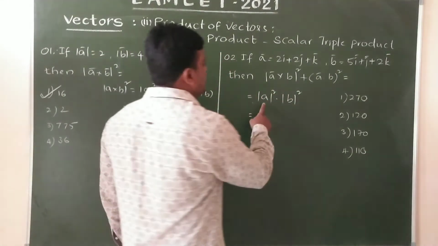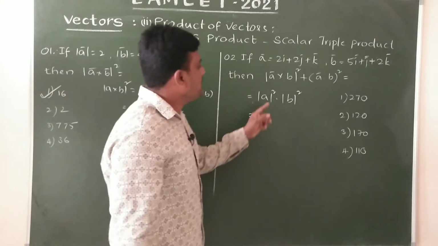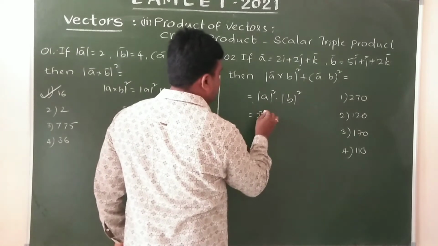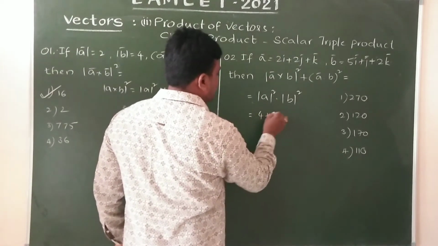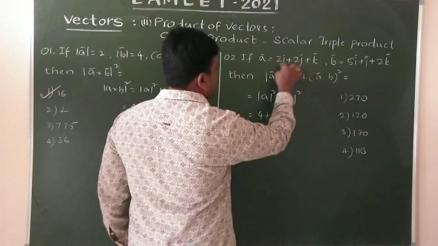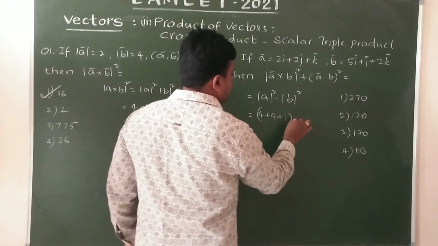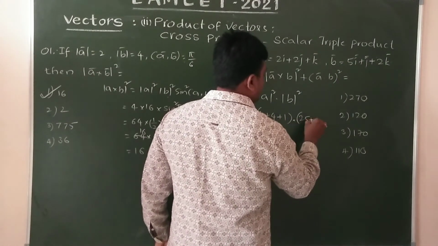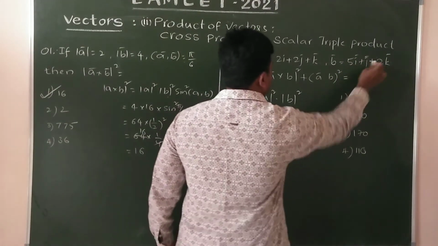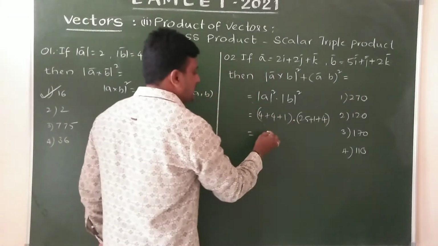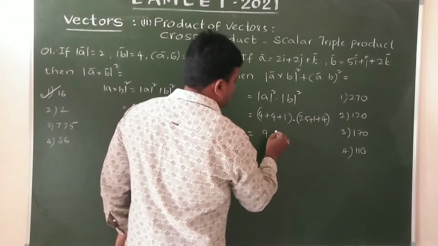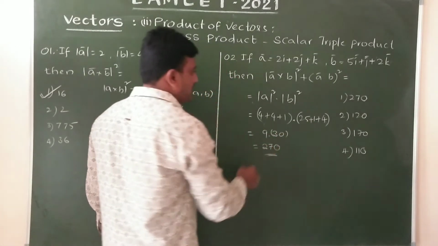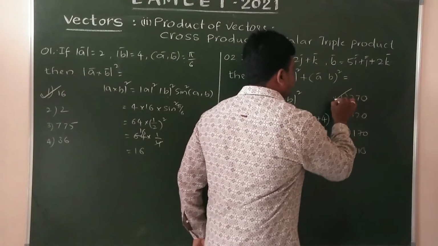Then |A|² is already squared, so there is no need to take a square root. It is 2² + 2² + 1, that is 4 + 4 + 1, which is 9. And |B|² is 5² is 25, plus 1² is 1, plus 2² is nothing but 4, which is 30. Then that equals 9 into 30, which equals 270. Our option is the first one.